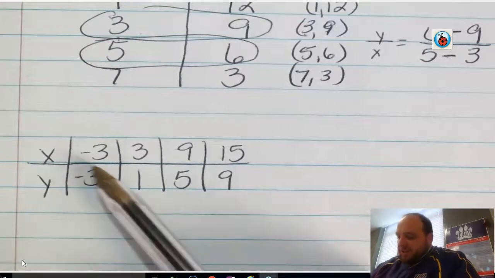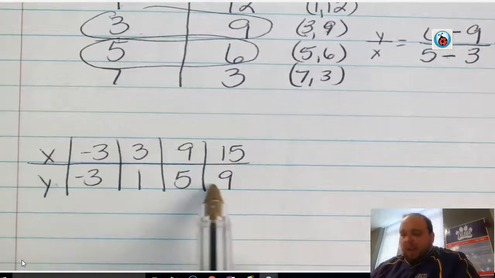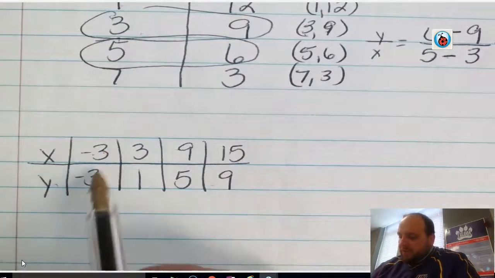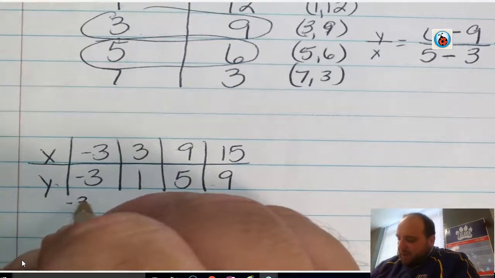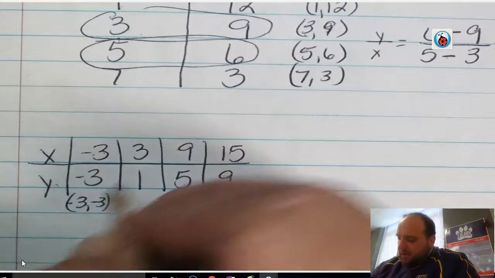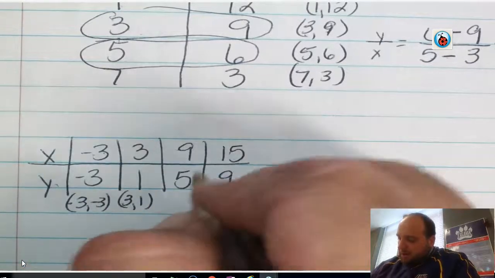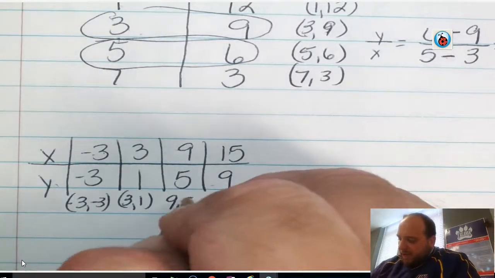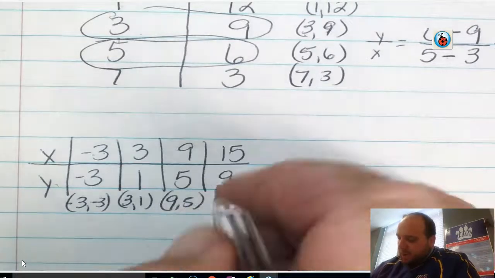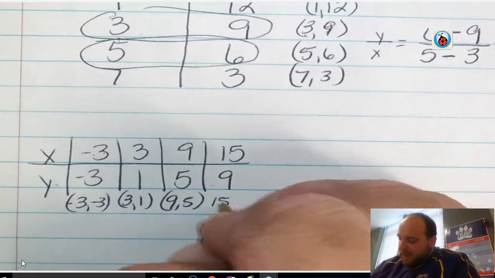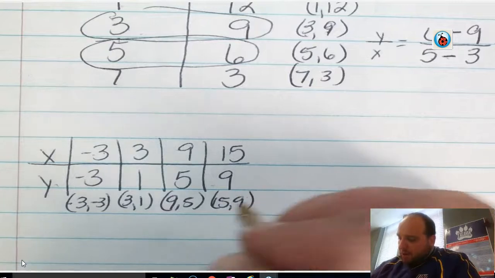This table is just a little bit different. Notice that the x is on top, the y is on the bottom. So I have coordinate point -3, -3. I'm going to write that down, -3, -3. This coordinate point would be 3, 1, then 9, 5. Remember, we always write the x coordinate first, and then 15, 9. Okay, so those are the coordinate points.